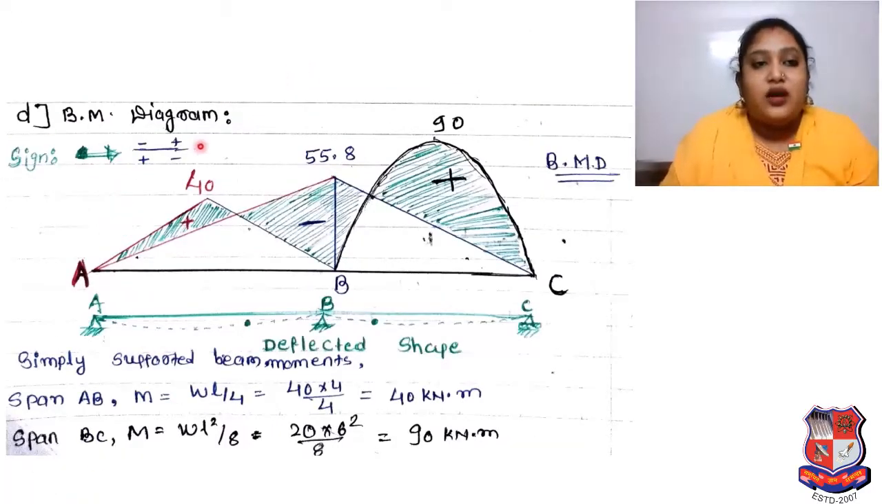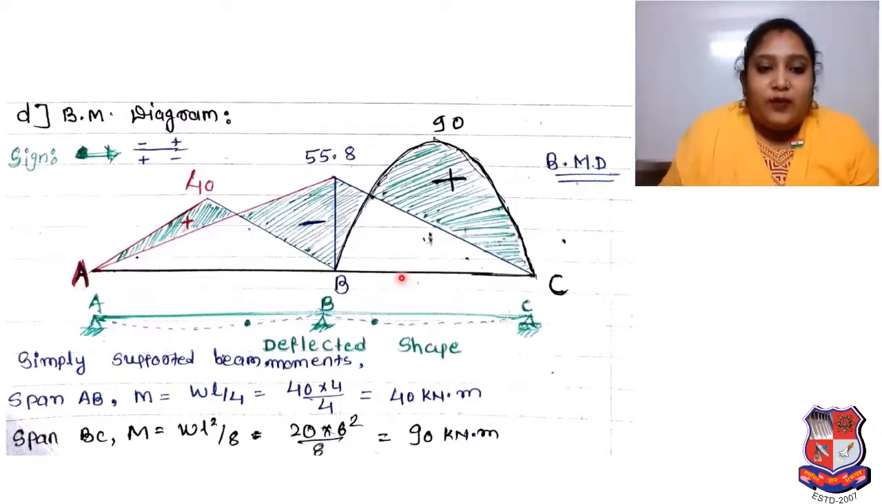So here is our bending moment diagram. There was a simply supported beam, and we have to draw the moment diagram. We can say that 55.8 was there, and the diagram is in a triangle shape. The 55.8 moment is mentioned over here.